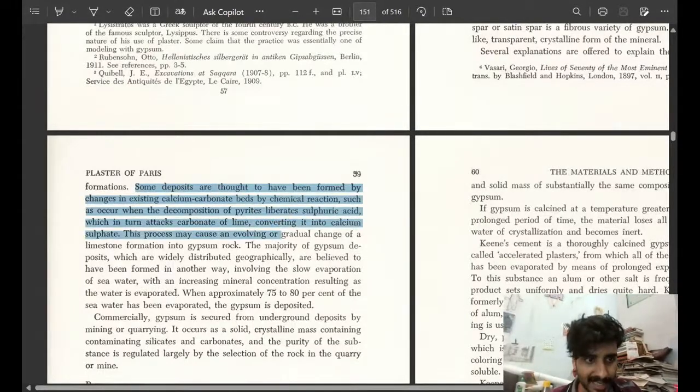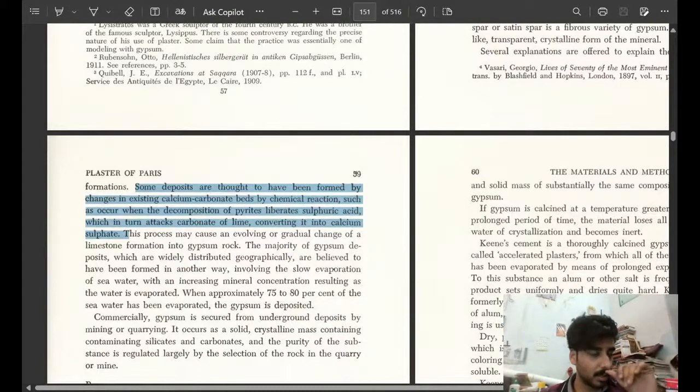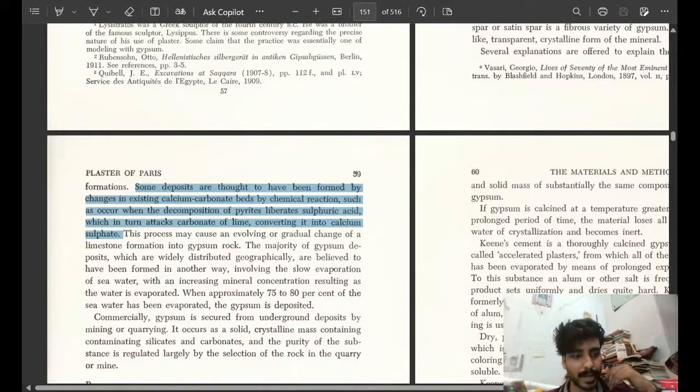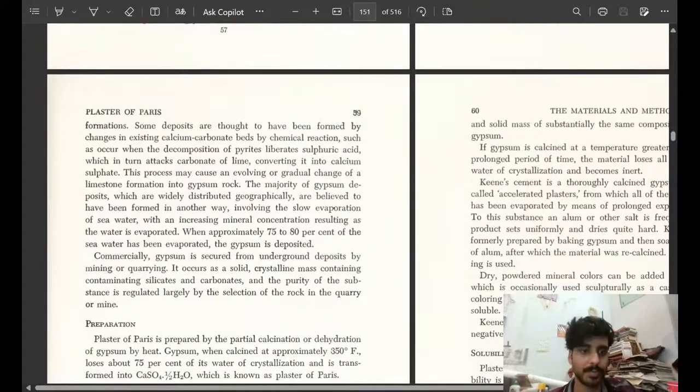I guess if you're familiar with it, if you've studied it in school, in the calcium carbonate beds, which are naturally occurring and found in nature, gypsum occurs when a chemical reaction happens with the decomposition of pyrites, which liberates sulfuric acid, which in turn attacks carbonate of lime, converting it into calcium sulfate. This process may cause an evolving gradual change of limestone formation into a gypsum rock.